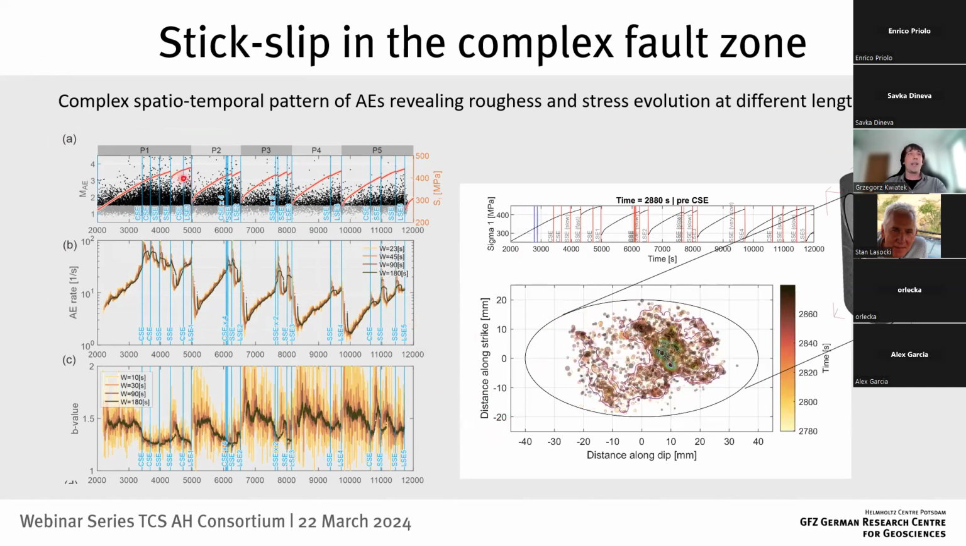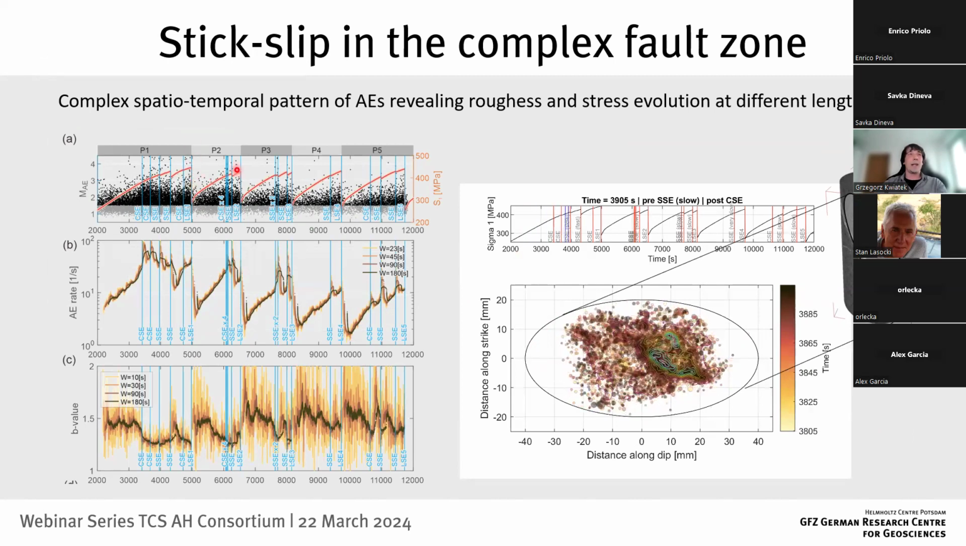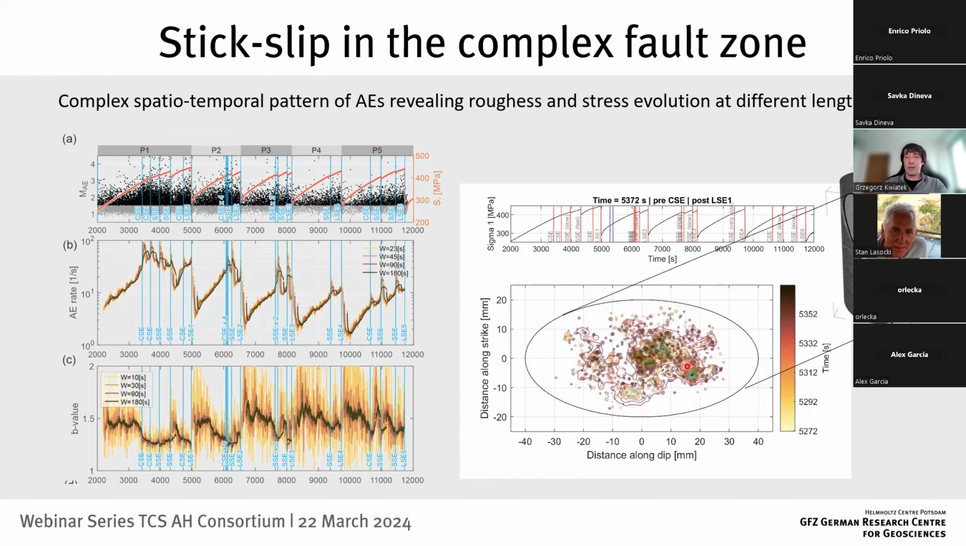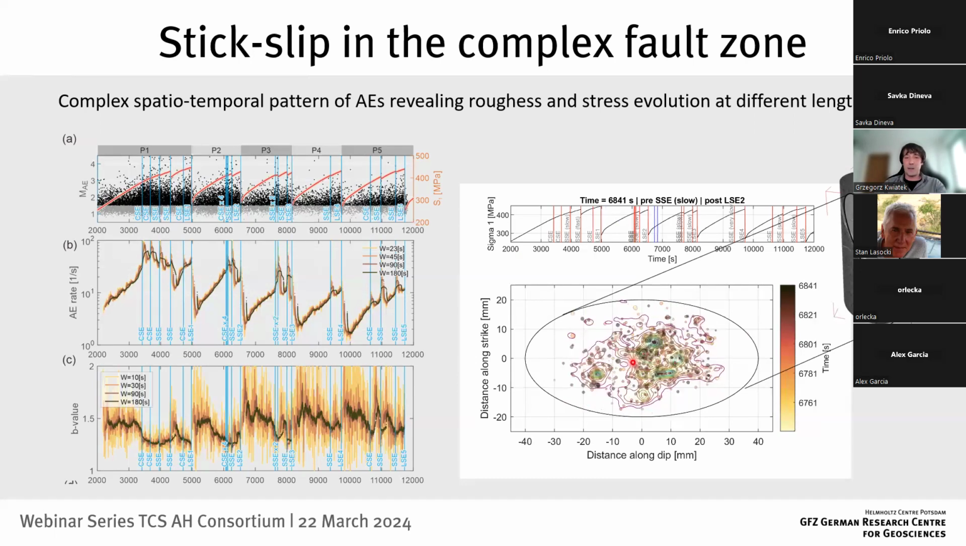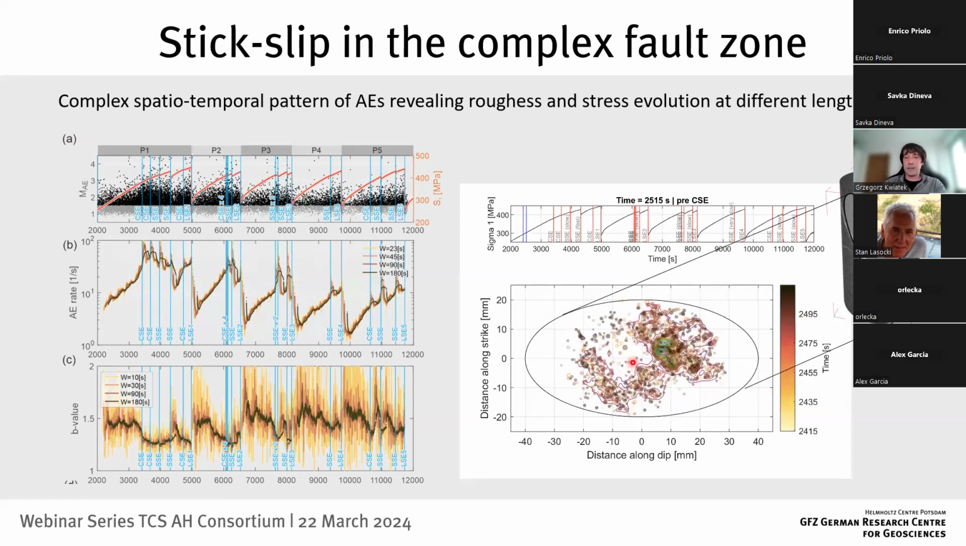So we have the large lab quakes you already mentioned, like runaway. Let's say they are corresponding to the runaway events. So they are represented with large stress drops and the slip over the whole fault surface here. And these are preceded with the complex spatial temporal patterns of acoustic emissions that overall well indicate the roughness and stress evolution at a different range of scales. So that's how it looks, and as you can see, it looks pretty complex here.